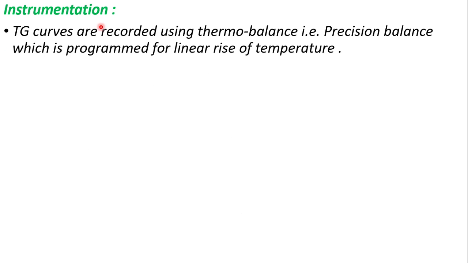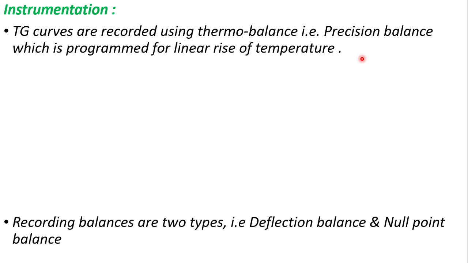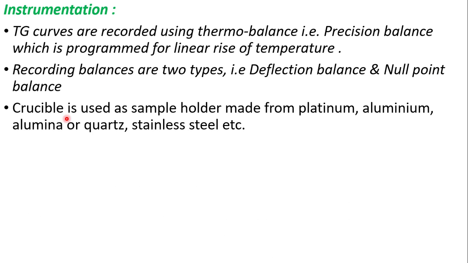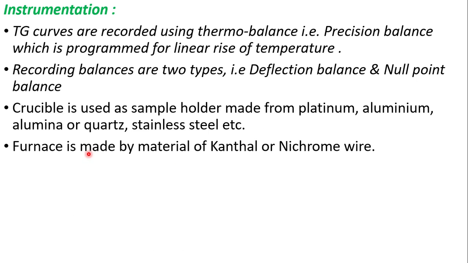Instrumentation. TGA curves are recorded using a thermobalance, that is a precision balance, which is programmed for linear rise of temperature. Recording balances are of two types, that is deflection balance and null point balance. Crucible is used as sample holder, made from platinum, aluminium, alumina or quartz, stainless steel, etc. Furnace is made of material like Kanthal or nichrome wire or a ribbon.